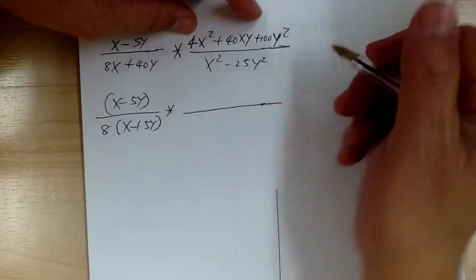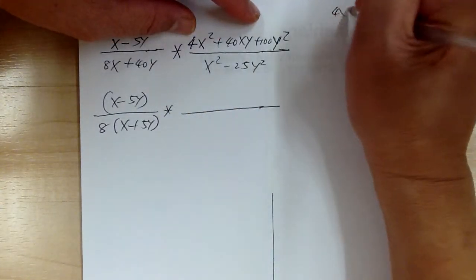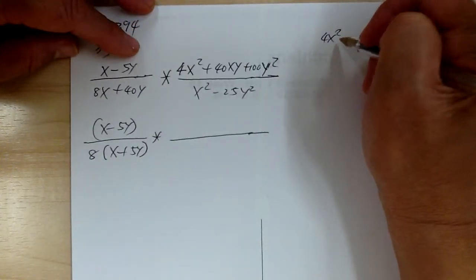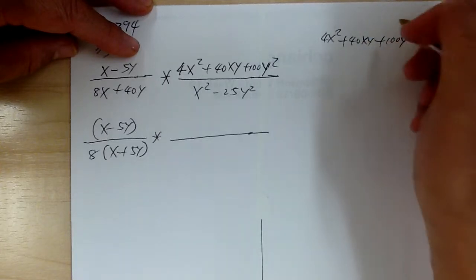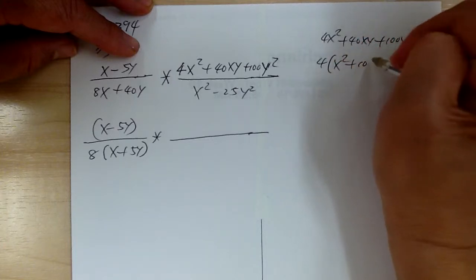Okay, on the top, I'm going to go up to the side so I don't clutter up the major steps. So 4x squared plus 40xy plus 100y squared. First step is factor out the 4, by step 1, common factor.